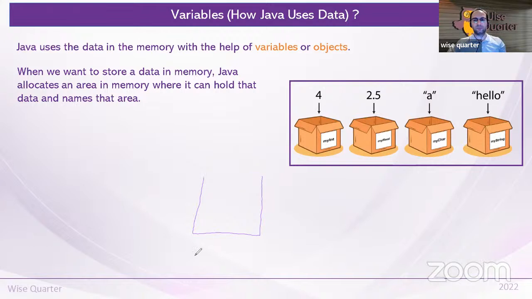And this can store a number. I will put 4 in it. When I decide to create a box, I have to mention that I will store numbers in this box. When you create it, you have to decide the data type. If it is a number, you have to say it.